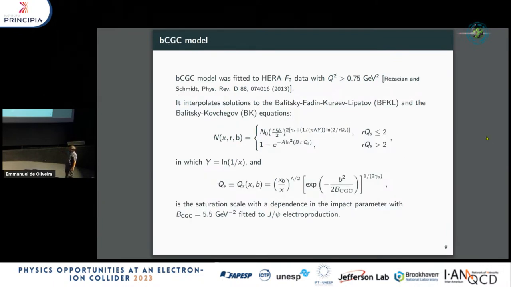And we have the BCGC model as well. The B means that it's dependent on B. And the same story here, it is fitted to F2 data. This is an interpolation of BFKL and BQuake solutions. So we will have saturation here as well. And the B dependence is also fitted to J/psi production.